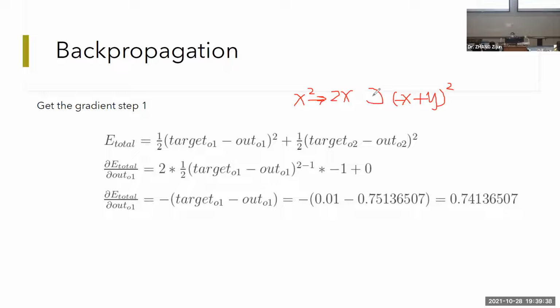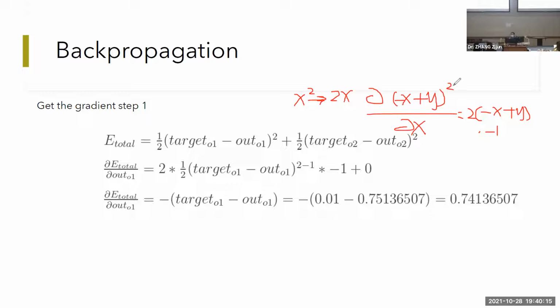Then what is this term? Can you guys tell me the results in this exercise? We have a negative x plus y squared, and we take a derivative according to x, then what will it be? It will be 2 multiply negative x plus y and multiply the -1.